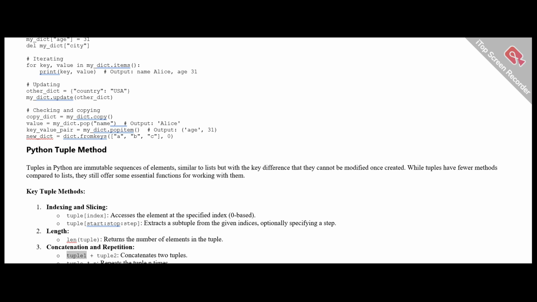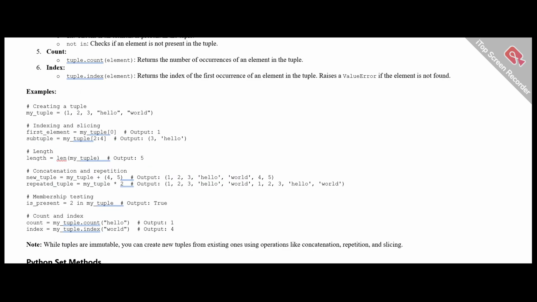Concatenation and repetition. tuple1 + tuple2 concatenates two tuples. tuple * n repeats the tuple n times. Membership testing. in checks if an element is present in the tuple. not in checks if an element is not present in the tuple.